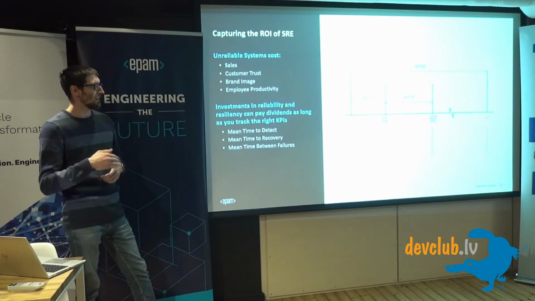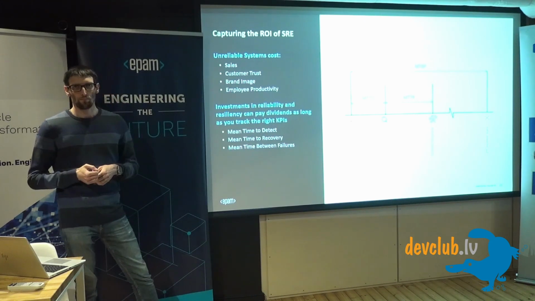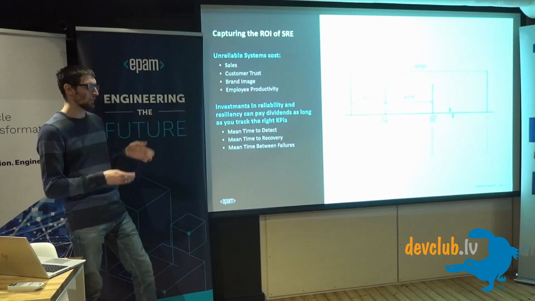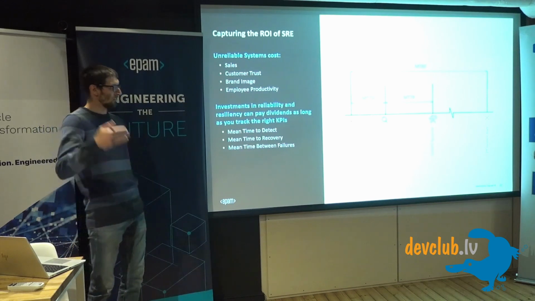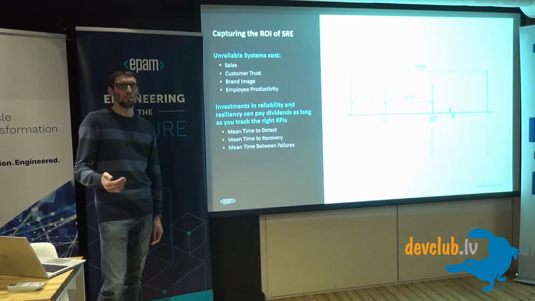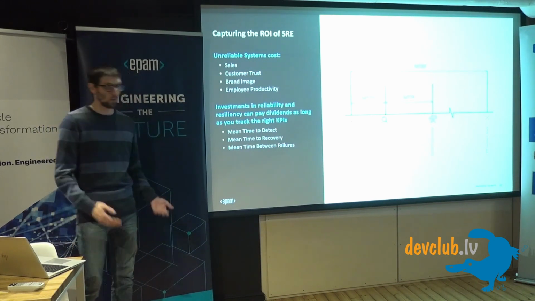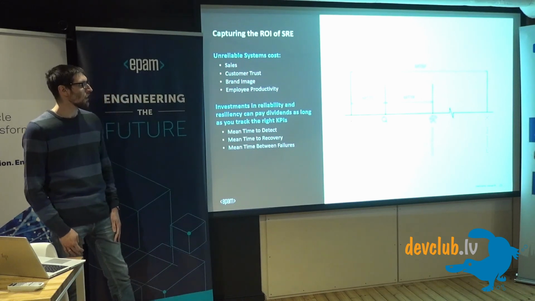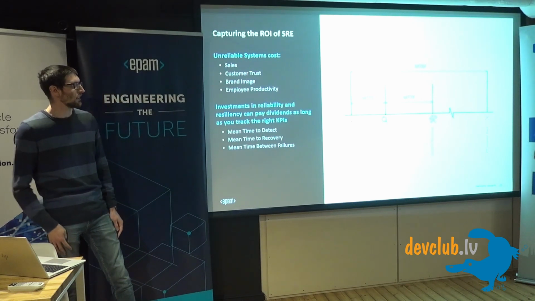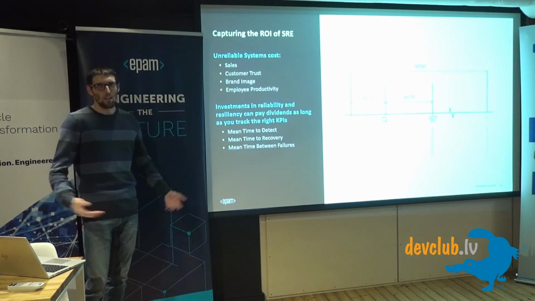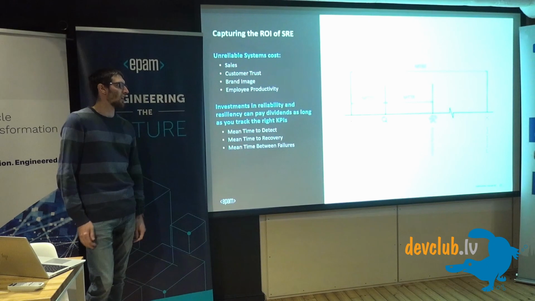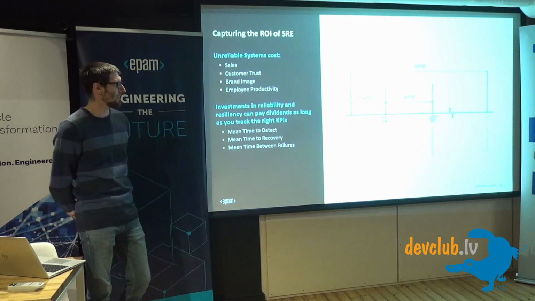MTTR, it's mean time to recover. It's the amount of time that we spend after getting information about an incident until our service works as expected for the user, of course. And MTBF, it's mean time between failures. So how often do we have outages or incidents in our production?